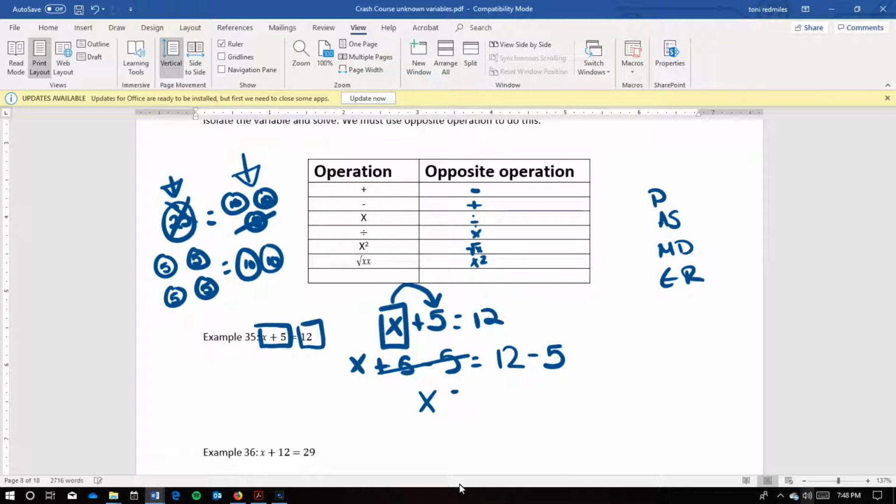All right, so 12 minus 5 is 7. So I know that x equals 7. Let's say I want to check myself. All I have to do is evaluate it for when x equals 7. That means putting 7 in for x and evaluating. 7 plus 5 is 12, and 12 does equal 12. It's a true statement. It checks.